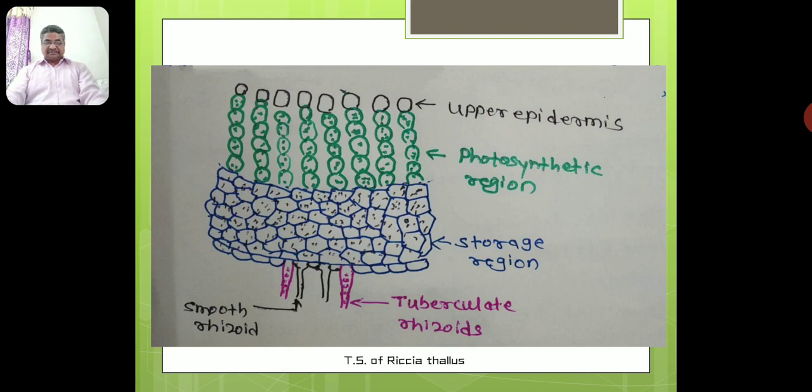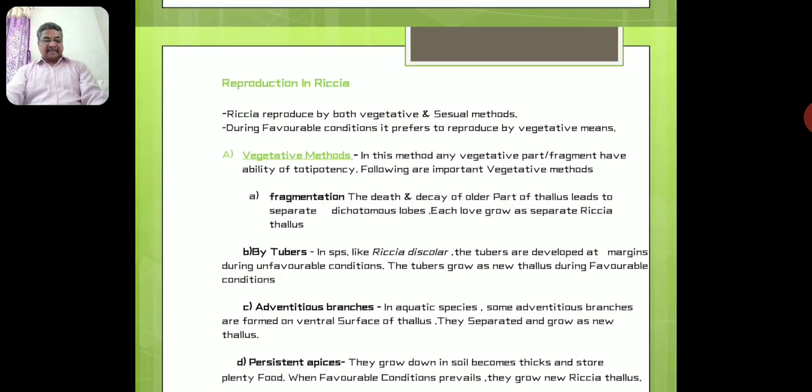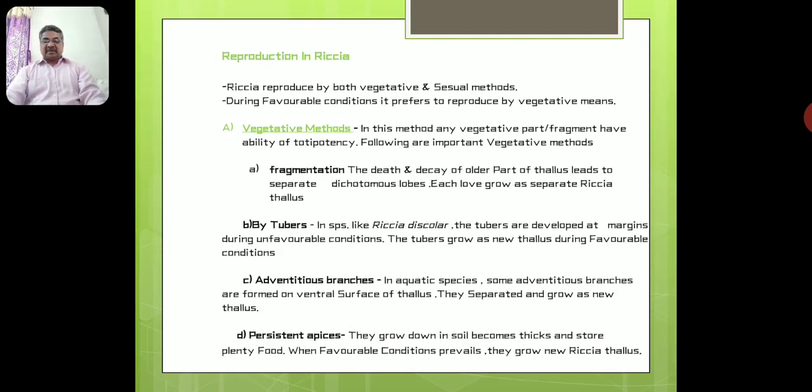The storage region consists of multicellular parenchymatous cells, and each cell has plenty of residual food material in the form of starch. That is, the photosynthetic region synthesizes the food material, and that residual food material is stored in the storage region. The lowermost cells of this region form the single layered lower epidermis, and on this lower epidermis the tuberculate rhizoids and smooth walled rhizoids are present.